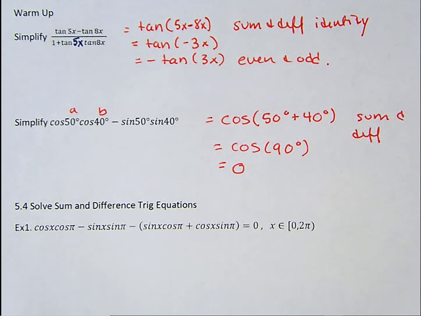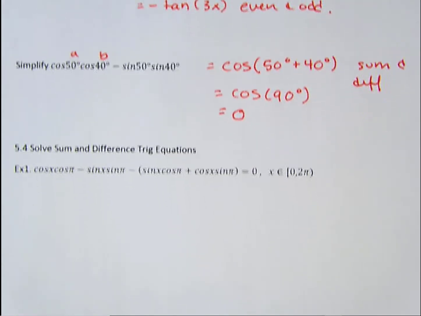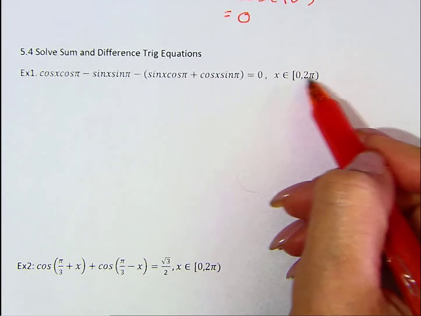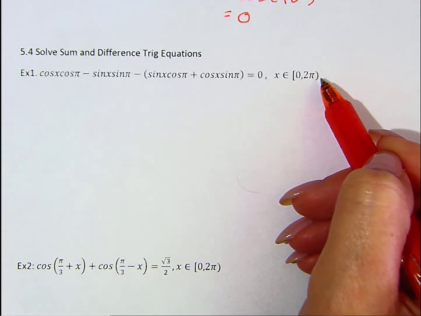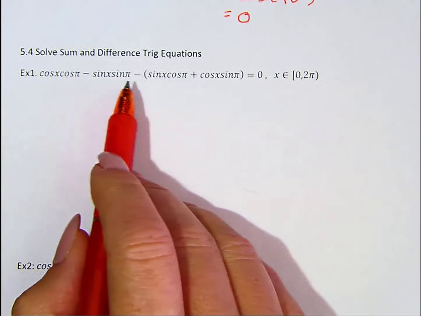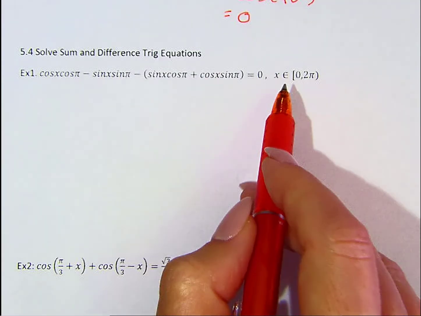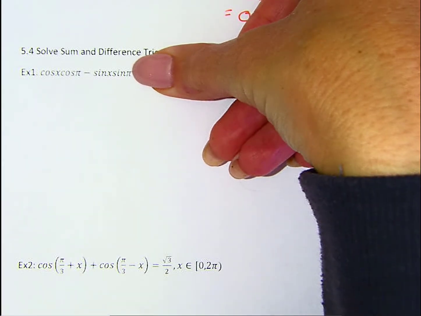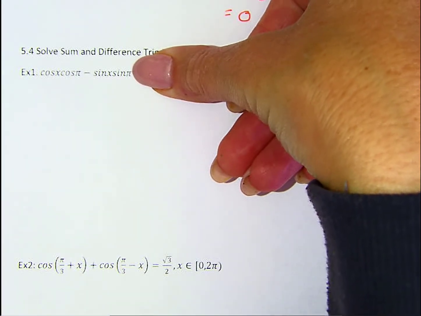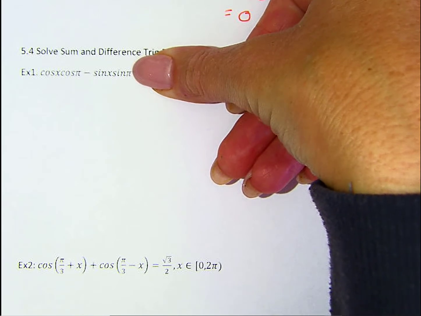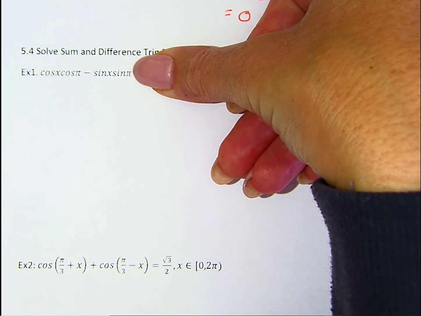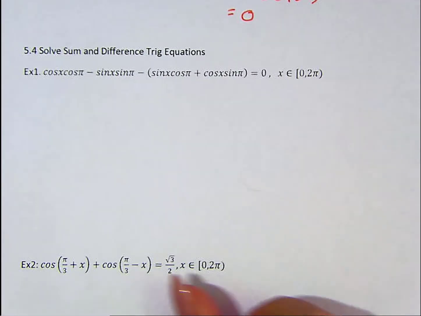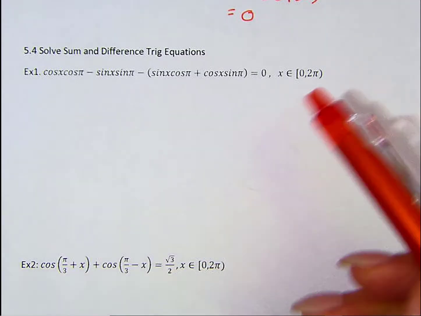Now let's apply these sum and difference identities to actually solving some trig questions. We're given the domain of 0 to 2 pi, and I'm going to look at what I'm given. A lot of busyness here. So I'm going to first focus on this first part here. So we have cosine x cosine pi minus sine x sine pi. Well, that in itself can be simplified. So I'm going to do that first before I start working.